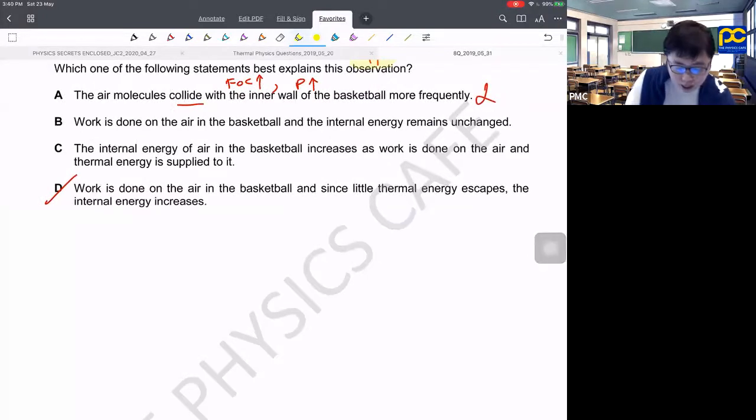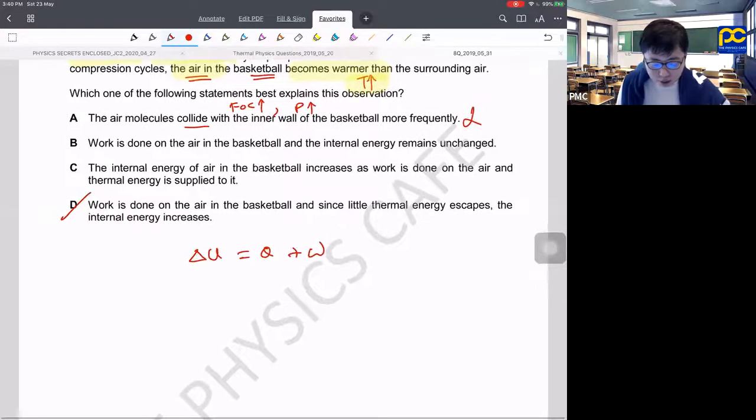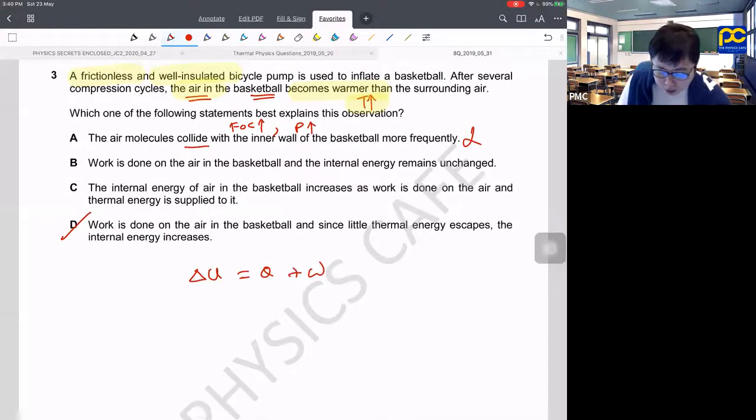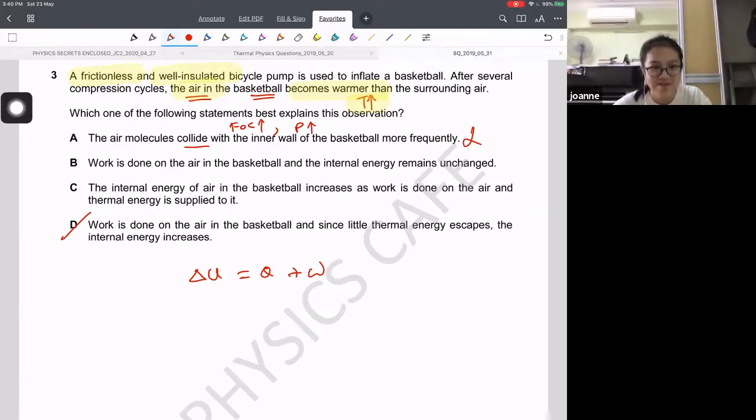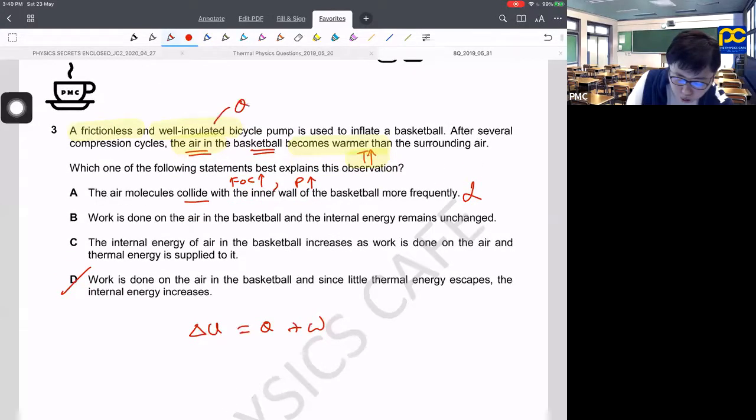All right, Joanne. Option D, change in U equals Q plus W. Okay, then let me ask you for this case, do you think that there's any Q, any heat transfer when I pump air into the basketball? Any heat transfer? No. No, because they say insulated, so therefore Q is 0. I put down 0, okay?